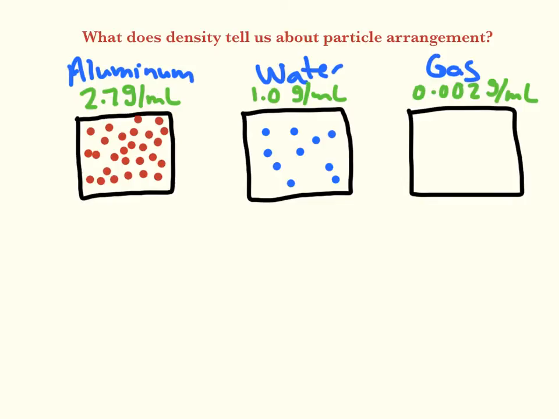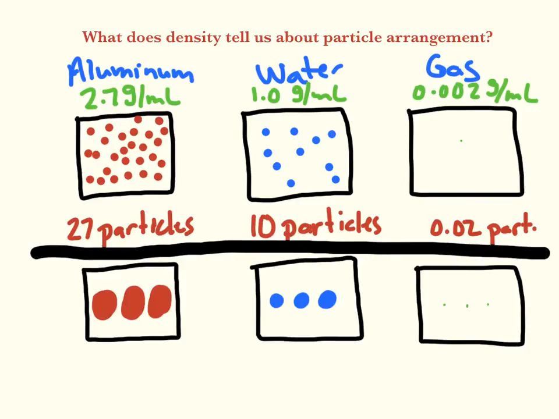I did them a different color, but they're the same size particles, and you can see that they're more spread out. In order to get the gas correctly, I'd have to multiply that by 10, which means I only need 0.02 of a particle. I don't know if you can see it or not, but I did try to draw about 0.02 of the size of these particles. You can see the arrangement of the particles in the same volume that we have aluminum, which is a solid, water, which is a liquid at room temperature, and a gas, and you can see why the density plays a big part in the arrangement of the particles. So now I've written the number of particles down below: 27 particles versus 10 versus like 0.02.